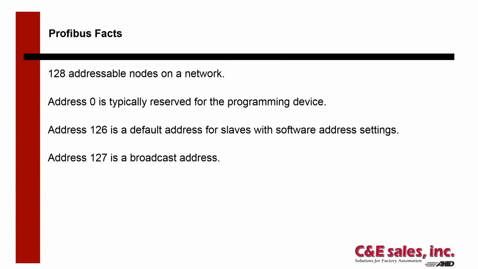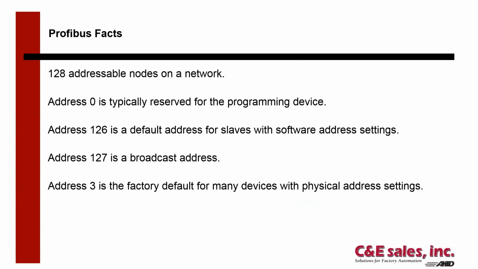Address 127 is reserved for broadcast address, and then address 3 is typically the factory default for many devices with physical address settings. So addresses 0, 126, 127, and 3, those are typically addresses you want to stay away from when you're designing and laying out your Profibus network.